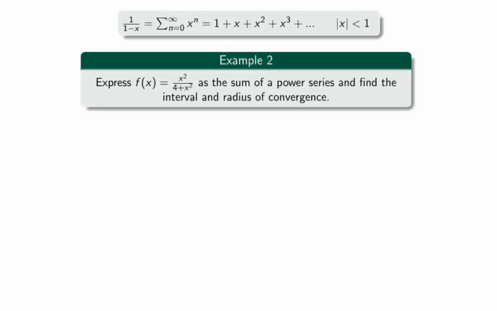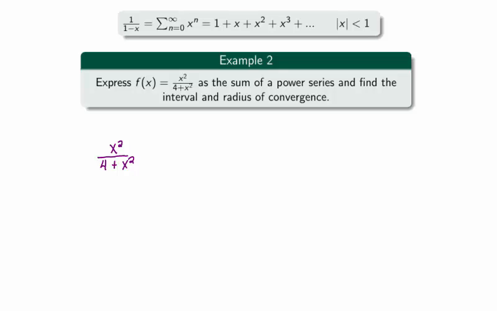Let's do a second example. Express f of x equal to x squared over 4 plus x squared as the sum of a power series and find the interval and radius of convergence. To make this function resemble 1 over 1 minus x, we need to do some work. There are three main issues to deal with. The first is the numerator x squared. The second is the 4 in the denominator. And finally, we have the sign in the denominator. We deal with them in this order.